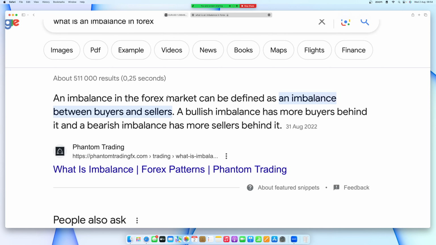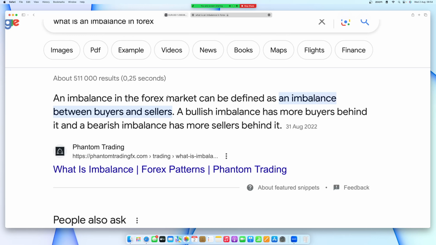And as you can see now, it says here, an imbalance in the Forex market can be defined as, again, the imbalance between buyers and sellers. When you hear the word imbalance, that means it's not balanced, right? Because the opposite of imbalance will be balanced. So if a market is balanced, what does it mean? If a market is imbalanced, not balanced, what does it mean? Now already you can see that it is caused as a result of the buyers and sellers not being in agreement. And then it goes ahead to say a bullish imbalance has more buyers behind it, and a bearish imbalance has more sellers behind it.